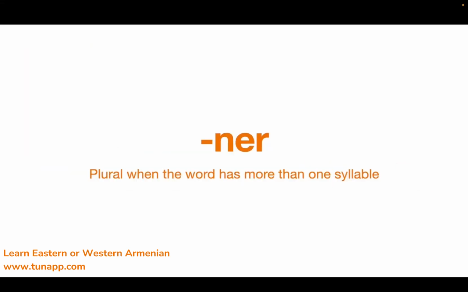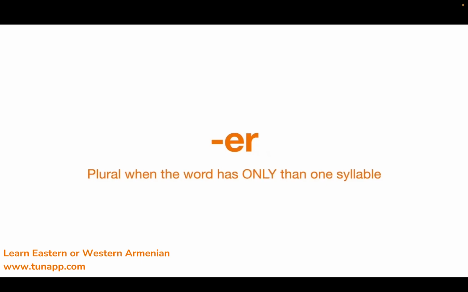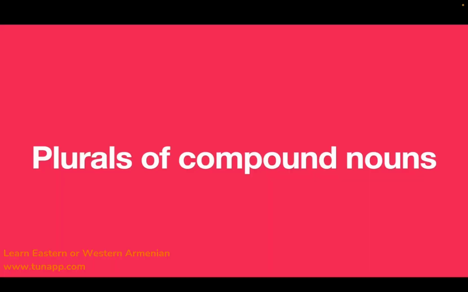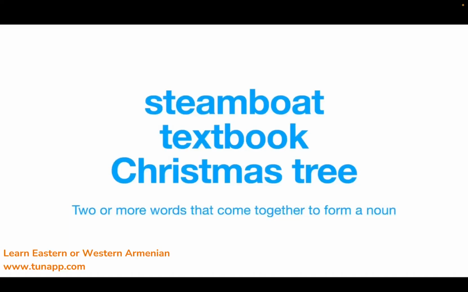So in most cases, we'll use the suffix ner as the plural when the word has more than one syllable, and the shorter suffix as the plural when the word has only one syllable. Just like in English, most commonly we use the suffix s on the end. Shoes, socks, dogs, houses. But occasionally you will hear and see this ik or ig suffix, and now you'll know exactly what they mean. Plurals are also treated a little differently in Armenian when we're using compound nouns. Let's take a look at what this means.